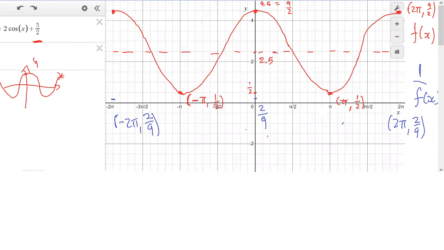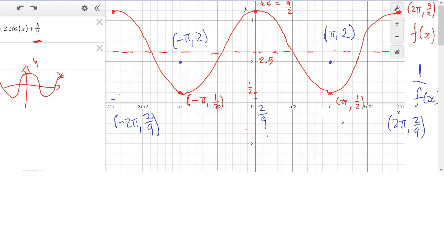As for the minima on our red graph, on our reciprocal function, the blue graph, it'll be the reciprocal of a half. The reciprocal of a half is 2. So at minus pi, we get minus pi, 2 as one of our maxima. And at pi, we get 2 as our maxima. That's going to be there.